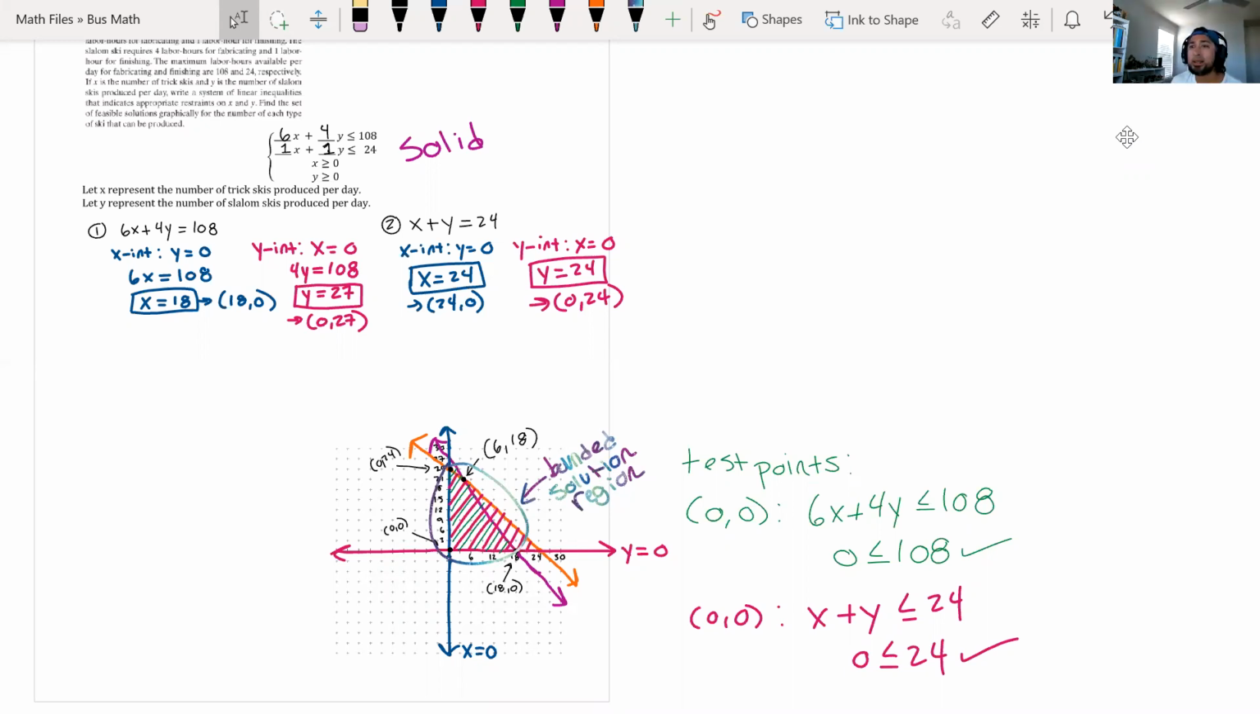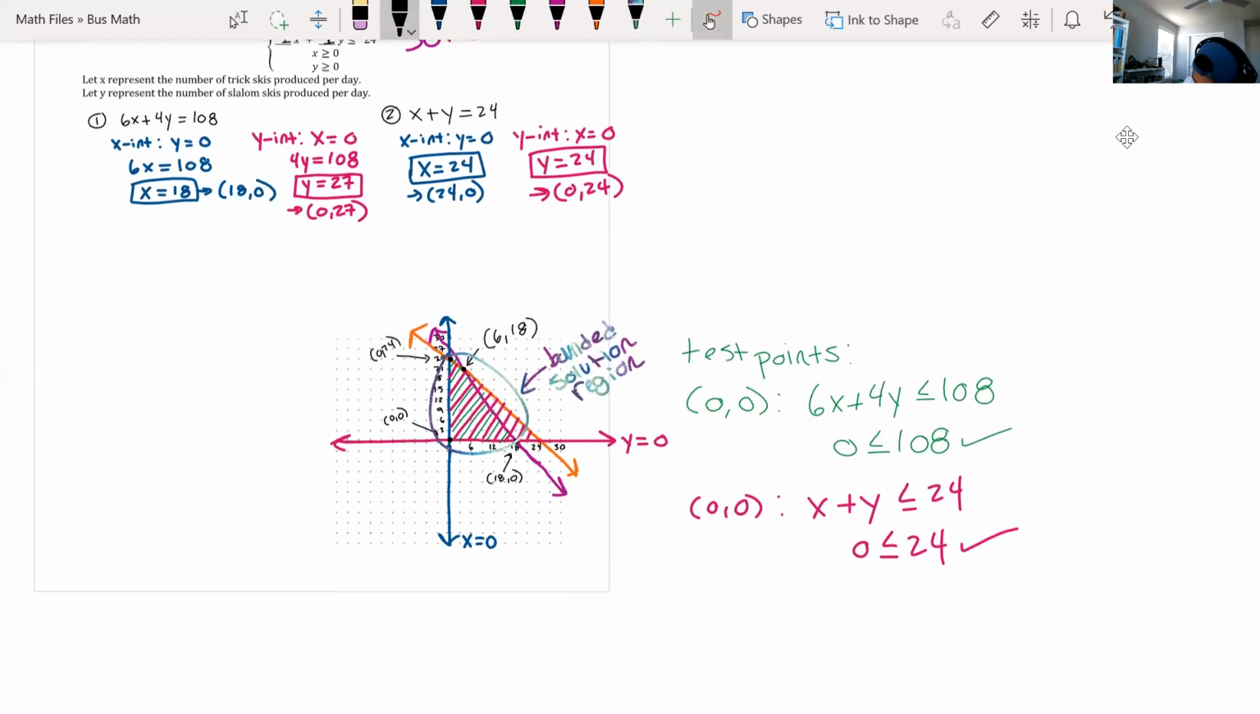I guess Dan, it says find the set of feasible solutions graphically for the number of each type of ski that can be produced. Okay. Well, I would assume the most feasible boundary point would be that 6 and 18, right? Because you don't want to make 0 and 0 skis. You don't want to make 18 of one ski, and you don't want to make 24 of one ski. So 6 and 18 would be the most feasible solution. That works. Okay. I'll just write that down here.